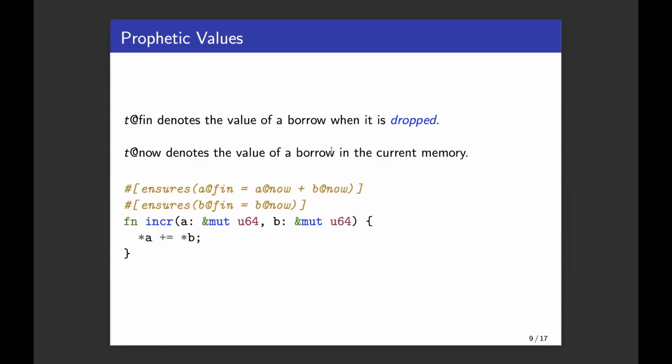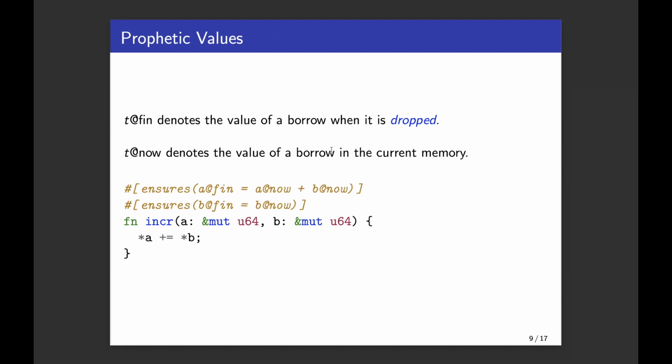So what are these two operators, t at fin and t at now? As I said a little bit earlier, we allow specifications to refer directly to the final values of our borrows. This t at fin denotes the value of a borrow at the moment it's going to be dropped, whereas t at now, rather intuitively, denotes the value of a borrow in the current memory at the moment that we're writing our specification. So how do we use these to actually write a useful specification?